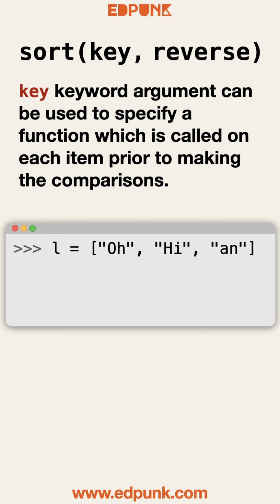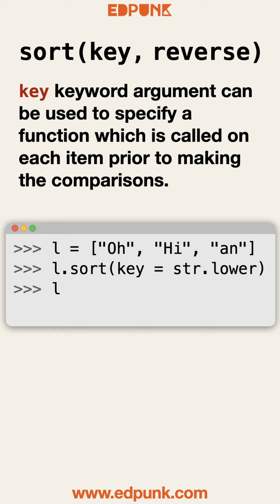Let us take the previous example. Let us assign a list containing string O with capital O, string high with capital H, and string an with lowercase a to variable L. Execute L.sort with key equal to str.lower. This function converts strings into lowercase before comparison. Let us now view the list after sorting. We can observe how the contents of the list string an, string high and string O are now sorted irrespective of the case of the string.